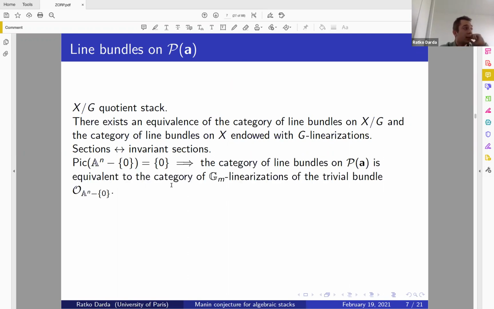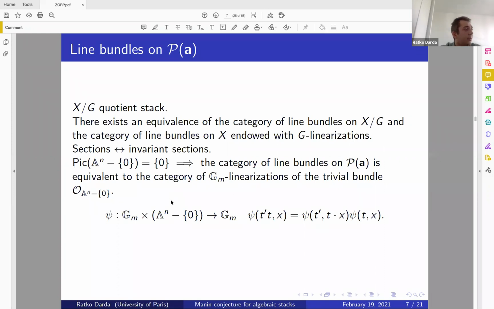Now, in our case, X is A^n minus 0, and the Picard group of this A^n minus 0 is trivial. Hence, the category of line bundles on P of A is equivalent to the category of G-linearizations of the trivial line bundle. And the linearization of the trivial line bundle on X is given by a morphism G_m times X to G_m, and the cocycle condition turns out to be of this form.